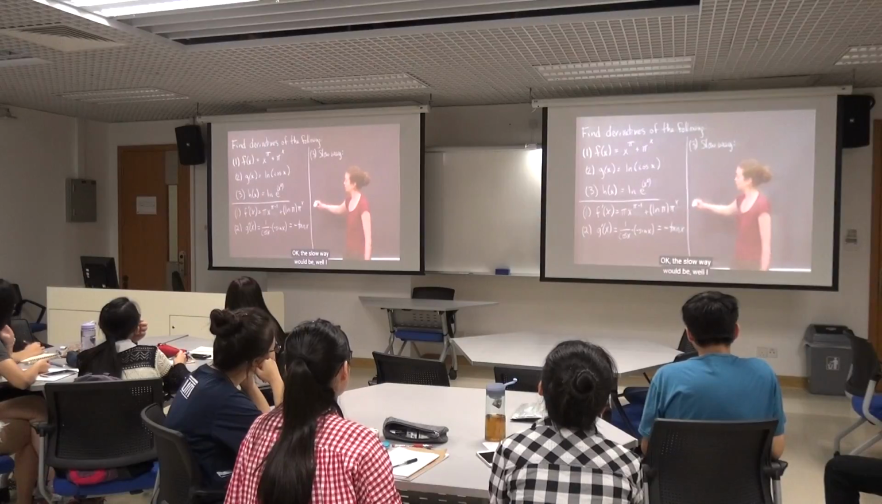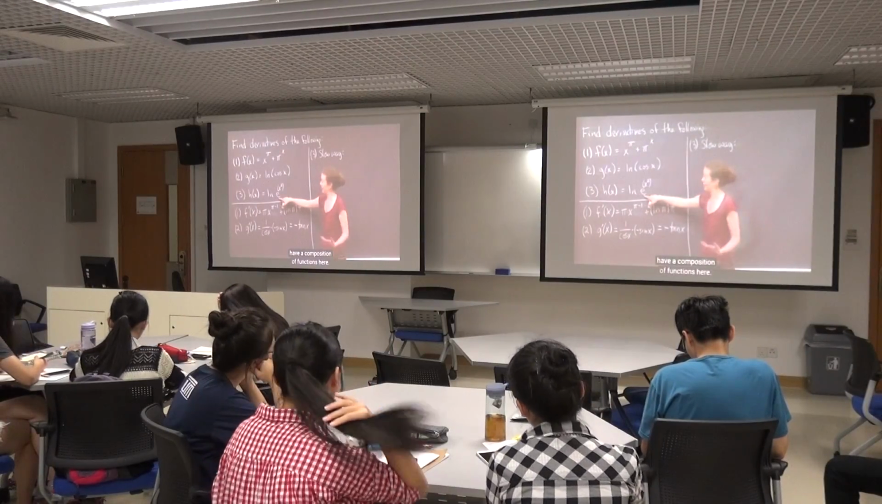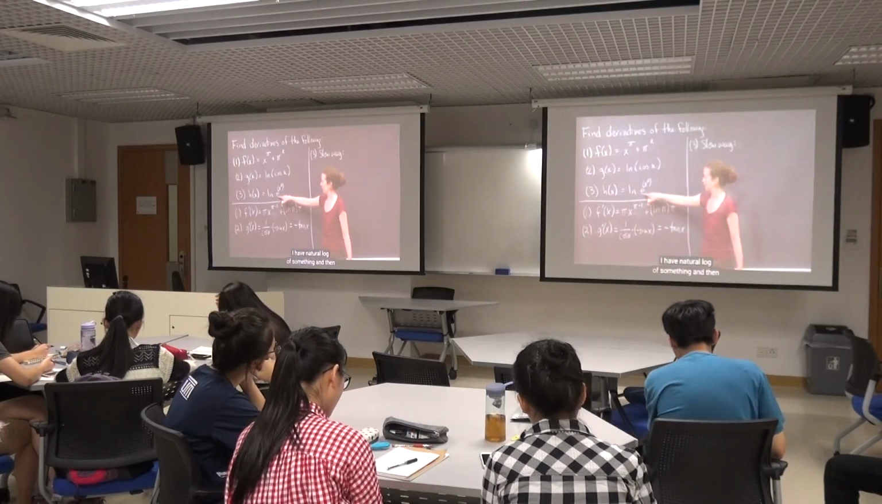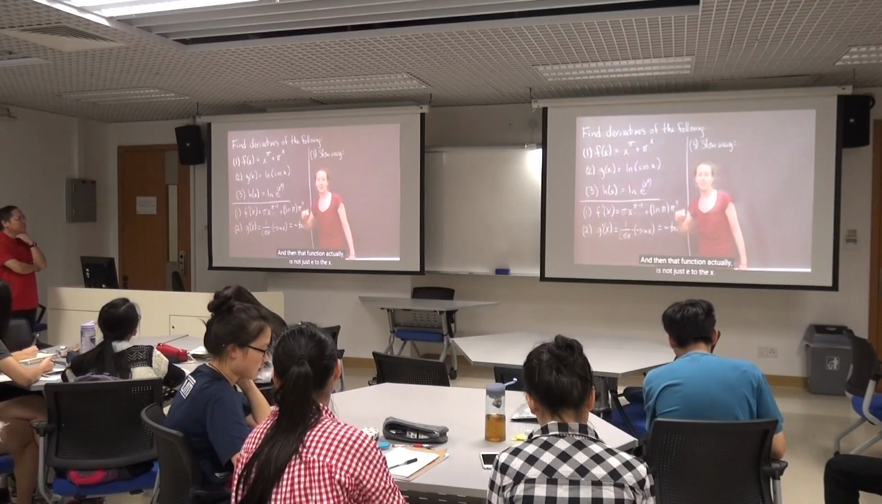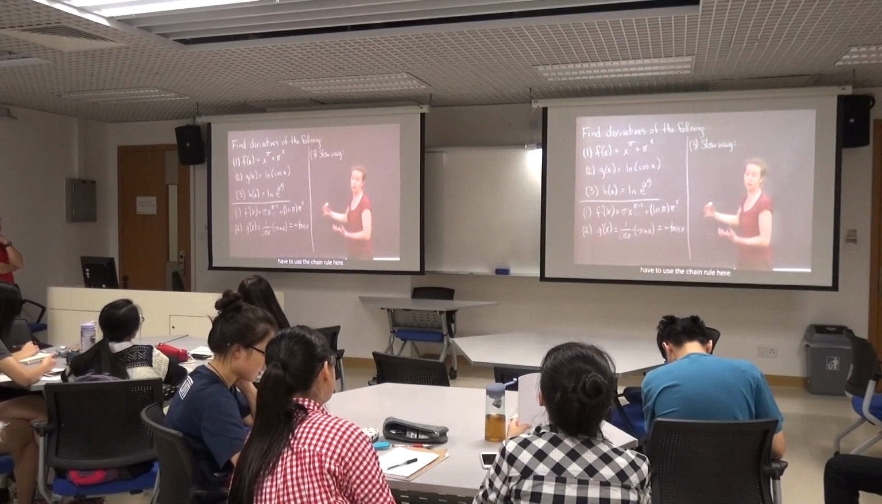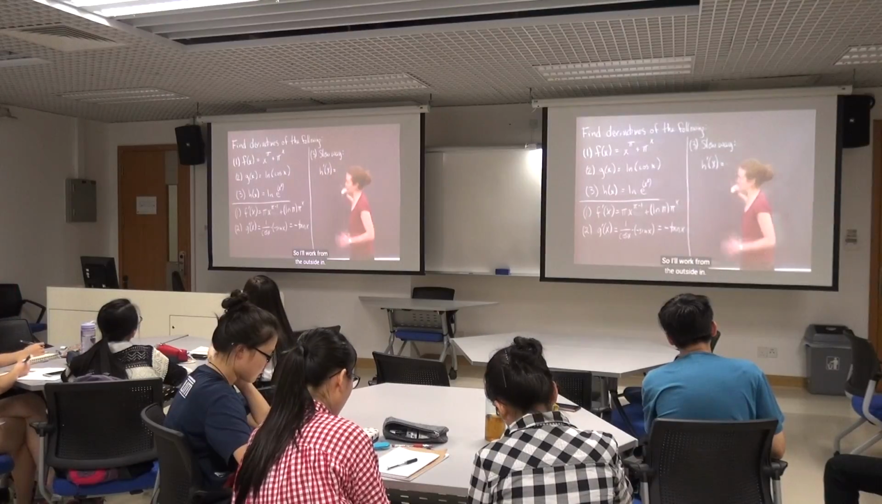The slow way would be, well, I have a composition of functions here. I have natural log of something, and then I have e to the something else, right? And then that function actually is not just e to the x. So I have some things I have to use the chain rule here. Okay, so let's use the chain rule. So I'll work from the outside in.